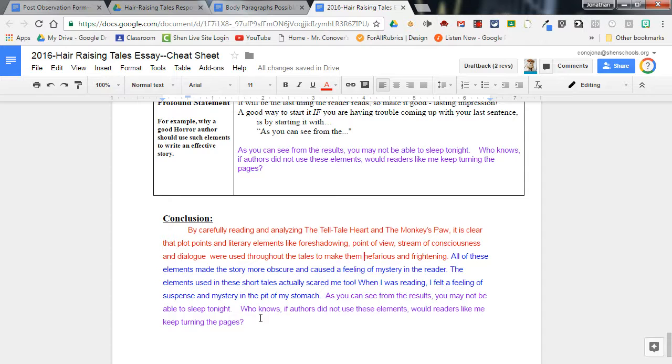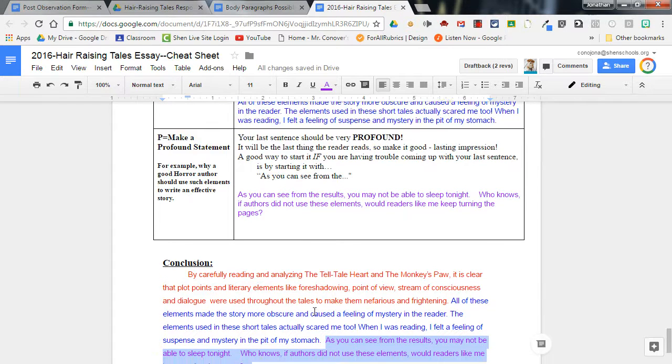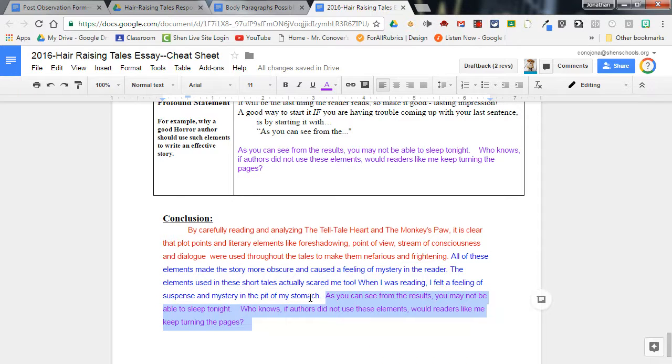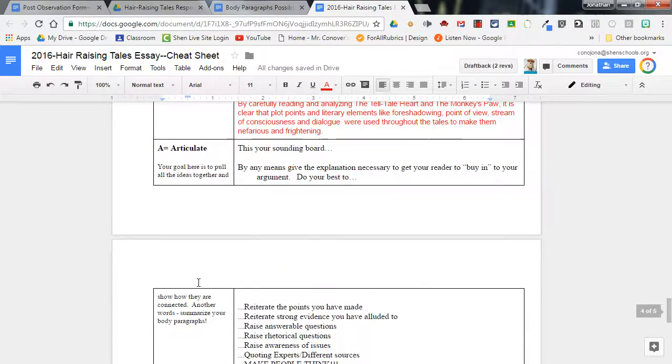Okay, so we restated our thesis, we articulated our main points, and we made a profound statement by asking a question, making people think. Very simple, very basic, 7 to 10 sentences, probably the easiest part of it. That is your conclusion. Please work on this throughout the period today. And maybe on Friday, I may take some questions before we start our Flowers for Algernon work when it comes to bullying. So please take a look at that.